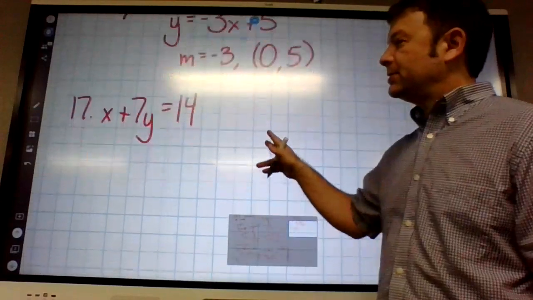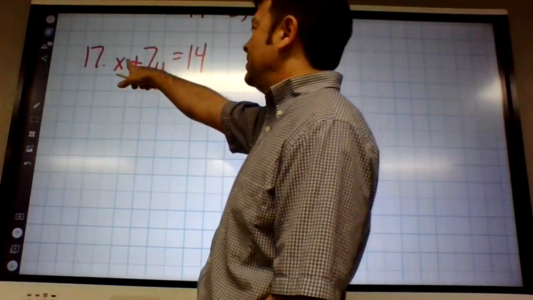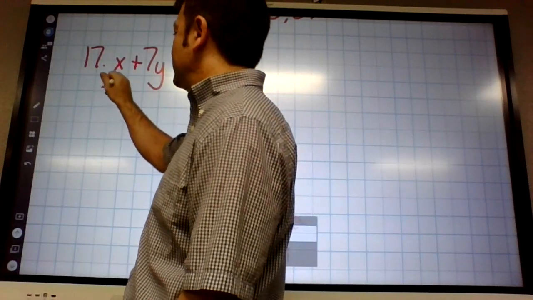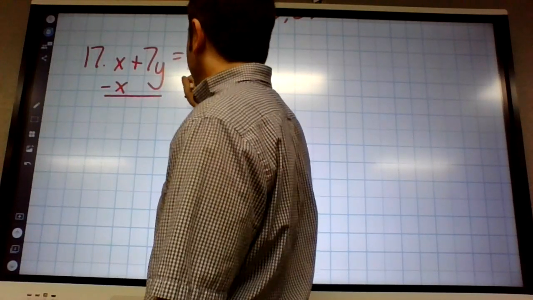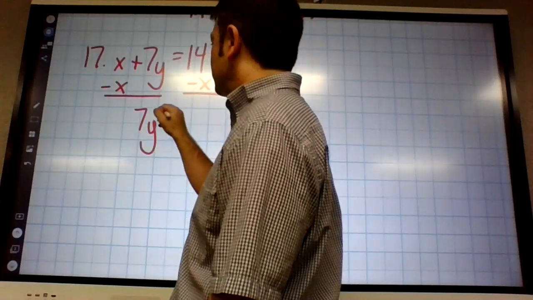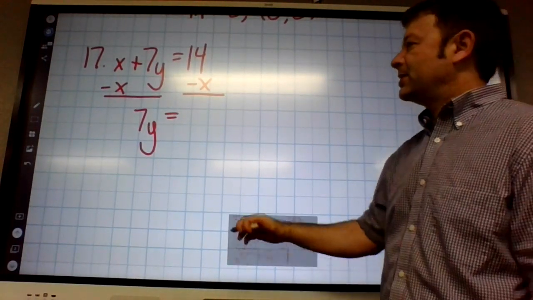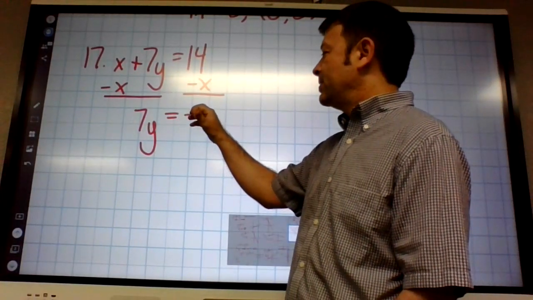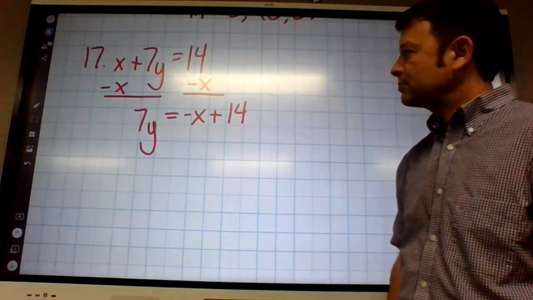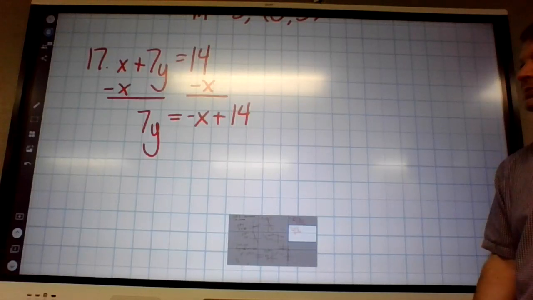All right. Same thing, solving for y. How do I get y by itself? Minus 1x. Yeah, you want to get rid of the added value first. X is added. You're going to subtract x. 14 minus x. Instead of that, I'm going to write minus x plus 14. Then what do I do? Divide by 7.